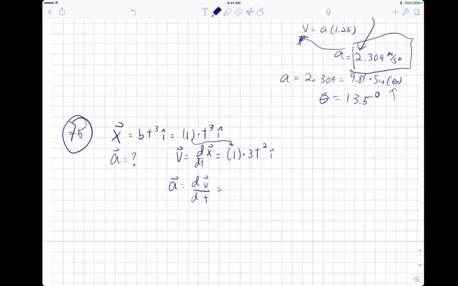So this is 3t squared, I hat. And so its time derivative is 3 times 2t to the 1, I hat. So it's 6t, I hat. Done. Okay.